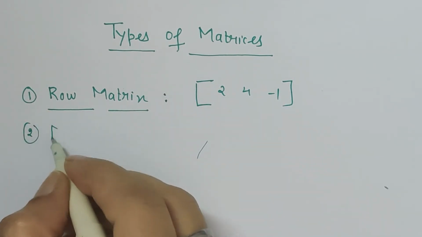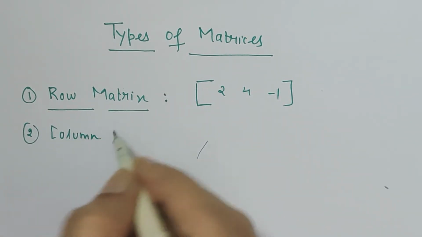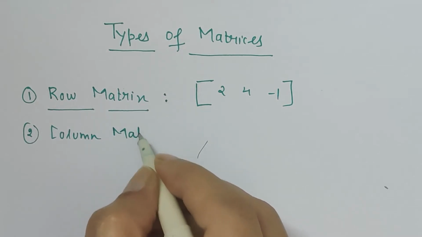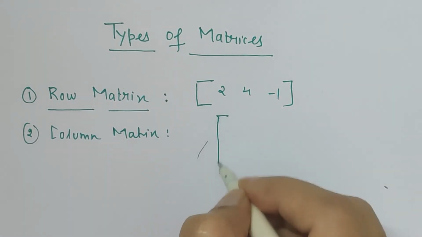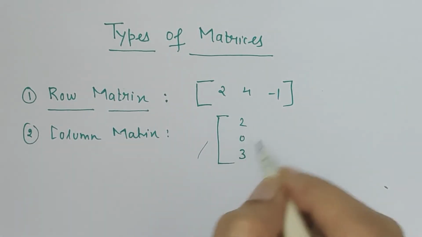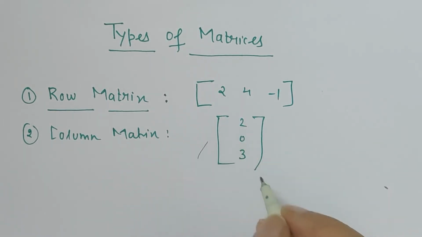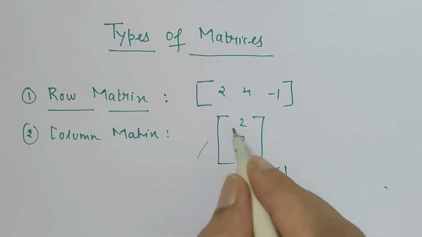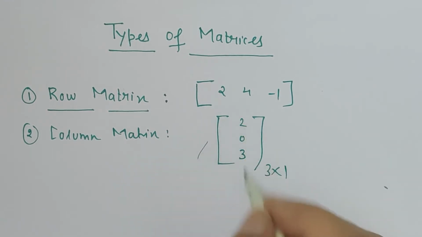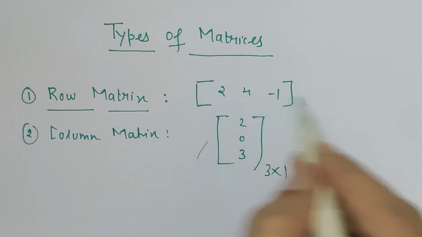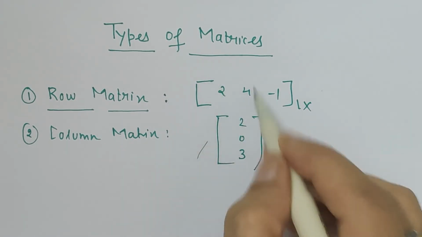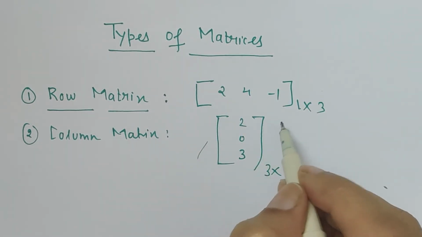Similarly, for column matrix, if it has only single column, it is called column matrix. For example, 2, 0, 3. So since the matrix is having only one column, its order is 3 by 1 because there are 3 rows, right? But only single column, 3 by 1. And this is having only one row but 3 columns, so it is 1 by 3.